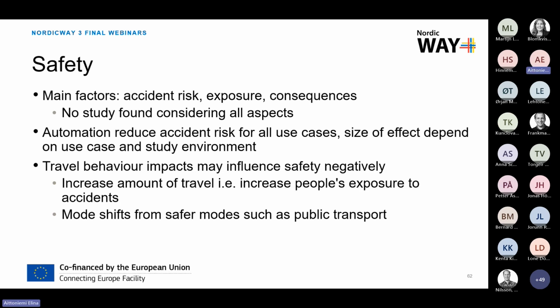Travel behavior impacts may influence safety negatively. If the amount of travel increases, then the exposure to accidents increases. And also mode shifts from safer modes, such as public transport, to less safe modes, such as cars, may change the exposure to accidents.